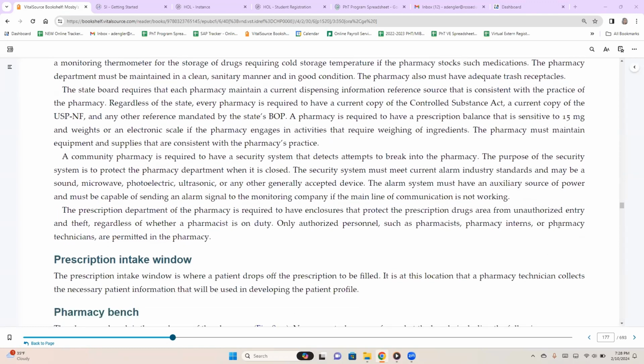A community pharmacy is required to have a security system that detects attempts to break into the pharmacy. The purpose of the security system is to protect the pharmacy department when it is closed. The security system must meet current alarm industry standards and may be a sound, microwave, photoelectric, electronic, sonic, or any other generally accepted device. The alarm system must have an auxiliary source of power and must be capable of sending an alarm signal to the monitoring company if the main line of communications is not working.